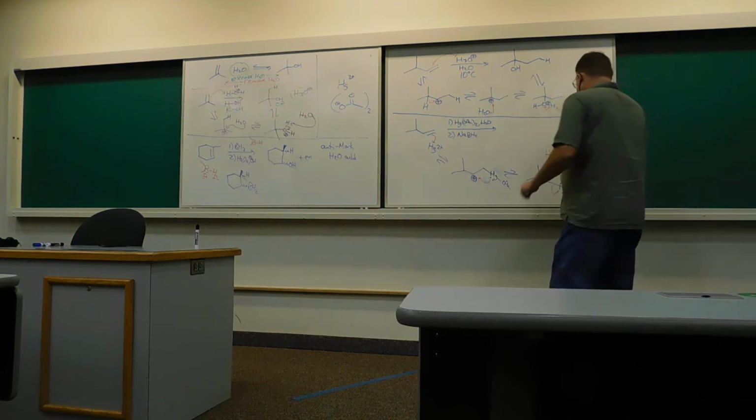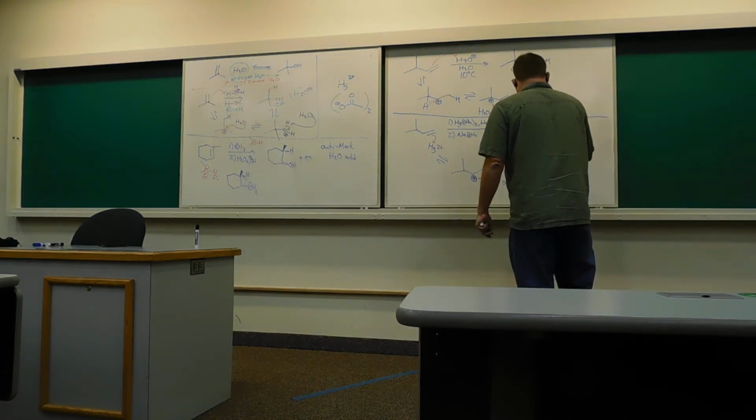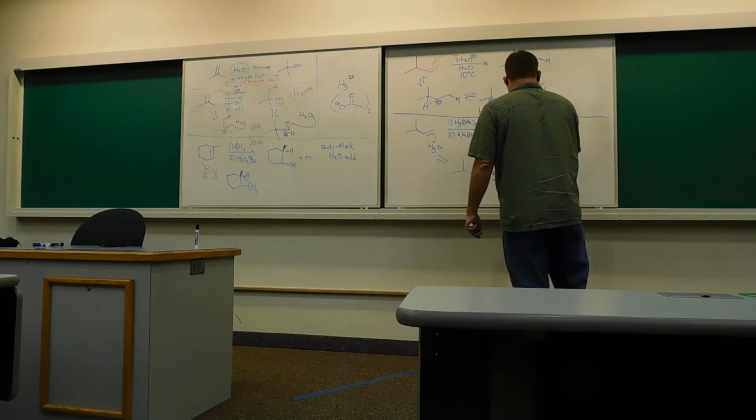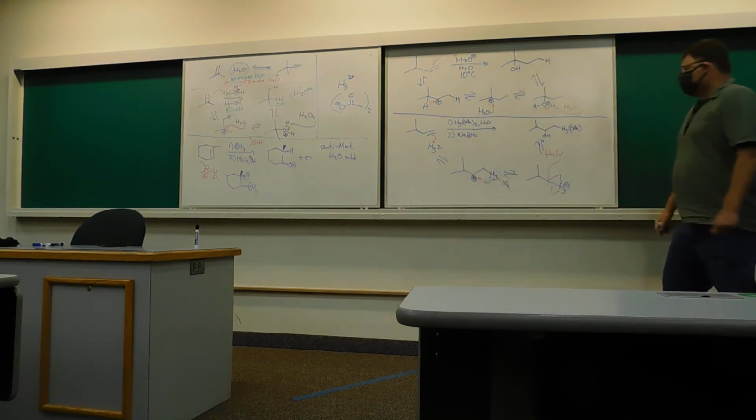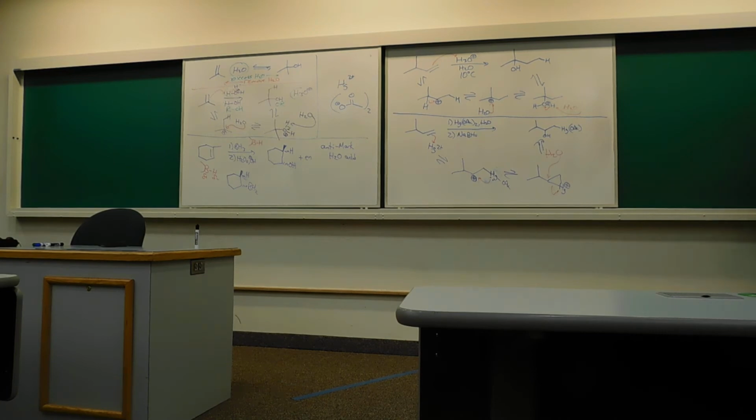And then this gives, ultimately, so you've got to lose a proton off there. This will ultimately give this organic mercury compound with the OH on the carbon. So it's Markovnikov addition. The ultimate product is going to look like Markovnikov addition.